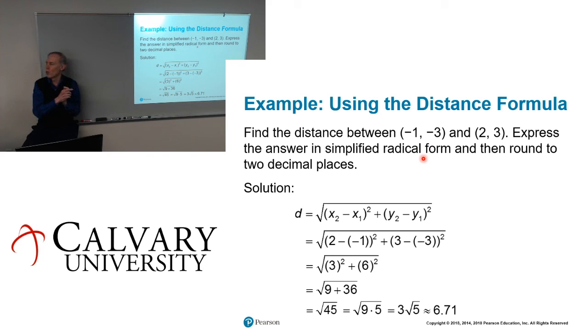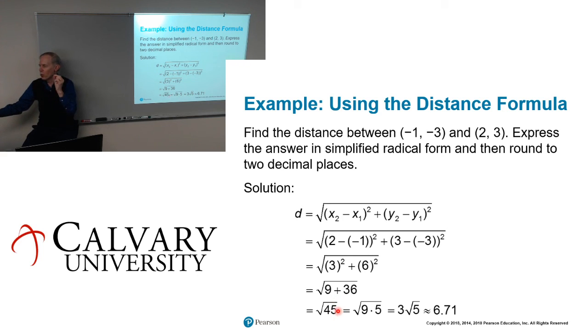And please do note that you need to be able to do both of them, because in looking through the homework problems from my math lab, the authors will ask you to do one or the other, so you need to be familiar with both of them. So you find the difference of the two x-coordinates, 2 minus -1 is 3. The difference of the two y-coordinates, 3 minus -3 is 6. You square those, 9 plus 36 is 45.